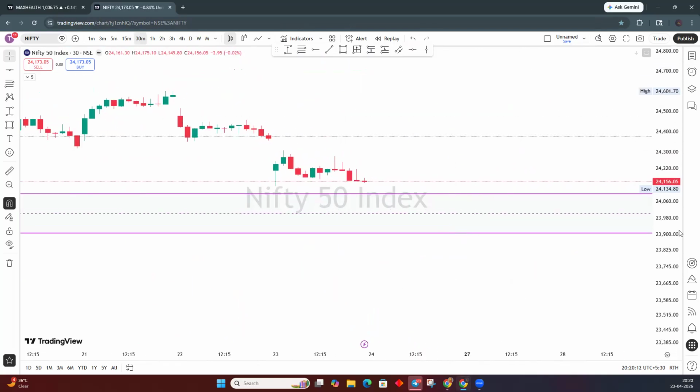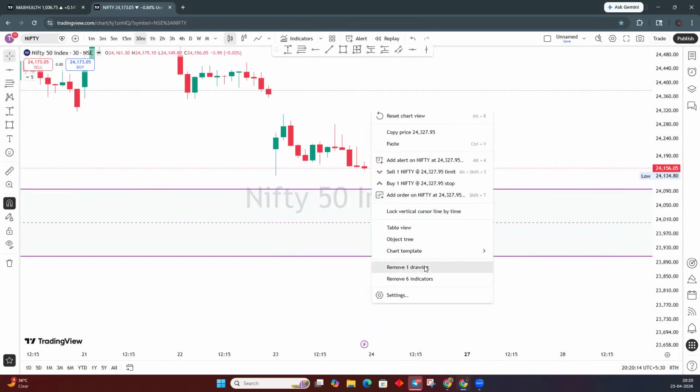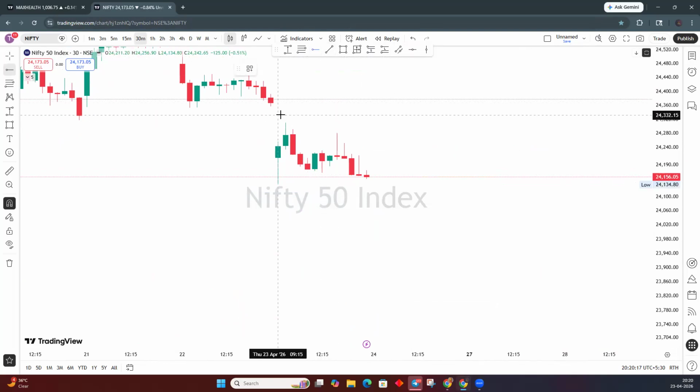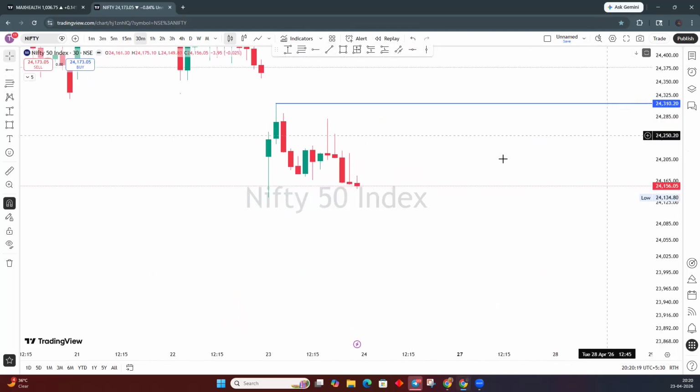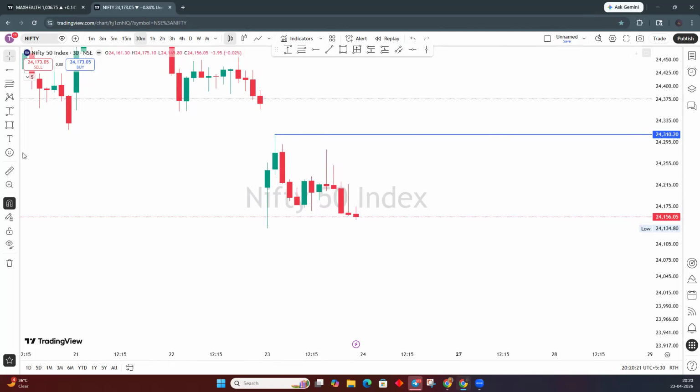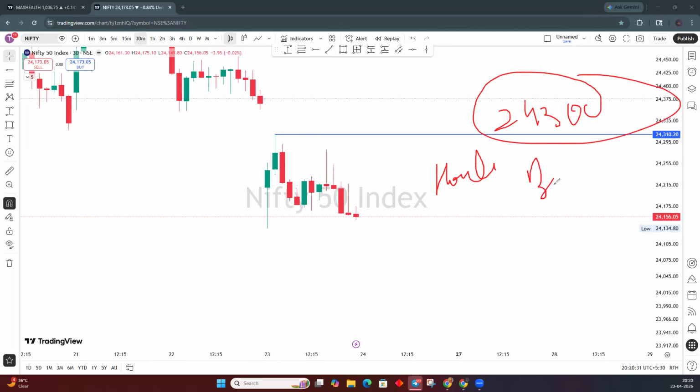Your view should not change unless the market takes the high of today. Unless an hourly candle closes above the 24,300 level, you should not become bullish intraday. Bullishness only comes at the day's highs or the previous day's highs. These are the zones where the bulls are dominating. And near the day lows, always try to short the market.